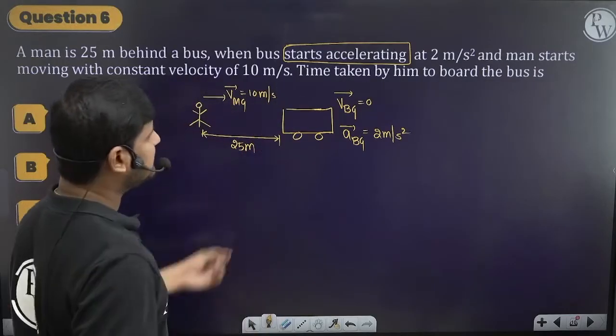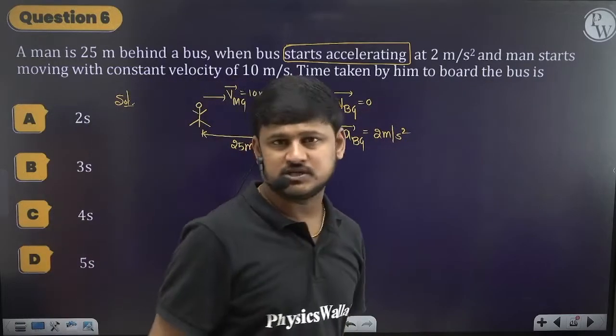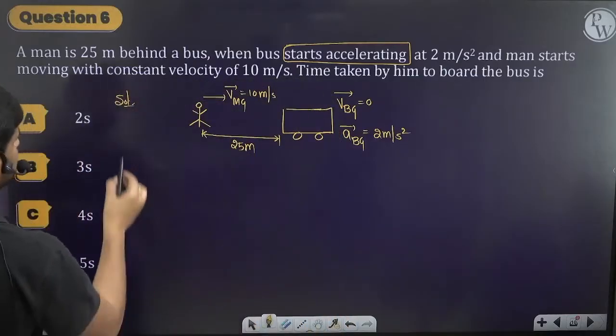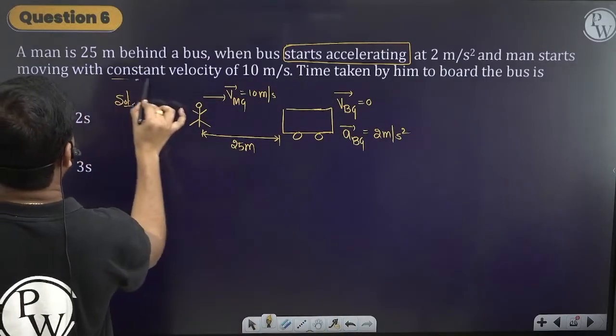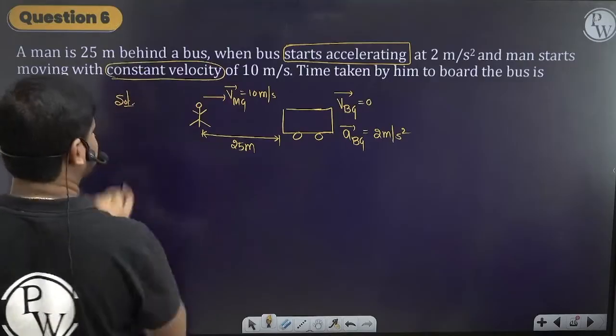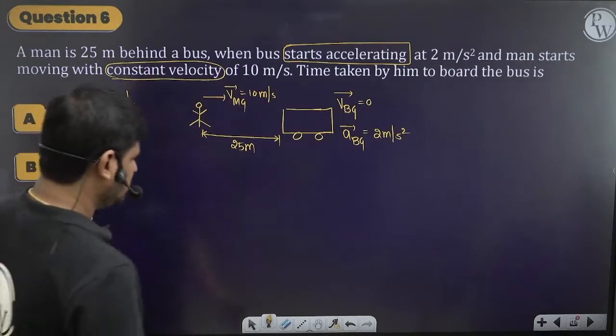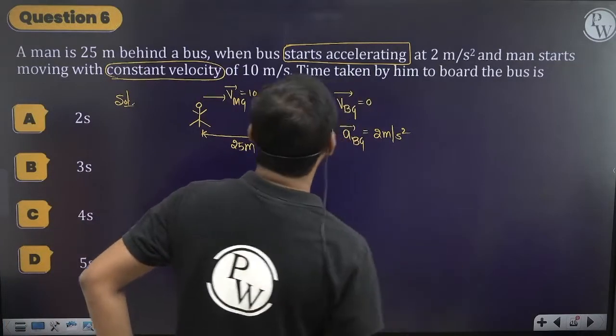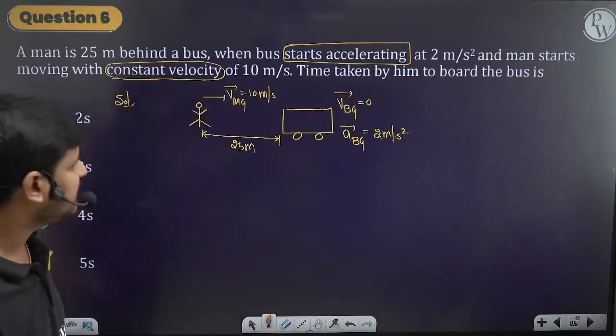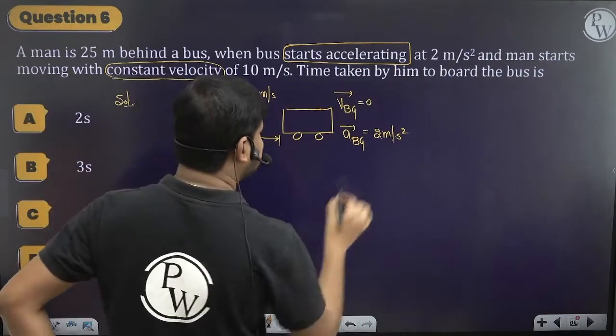Then the time taken by him to board the bus. They said the man is moving with a constant velocity. So now what I need is the time taken. We have to find the time taken. So here acceleration is also included.